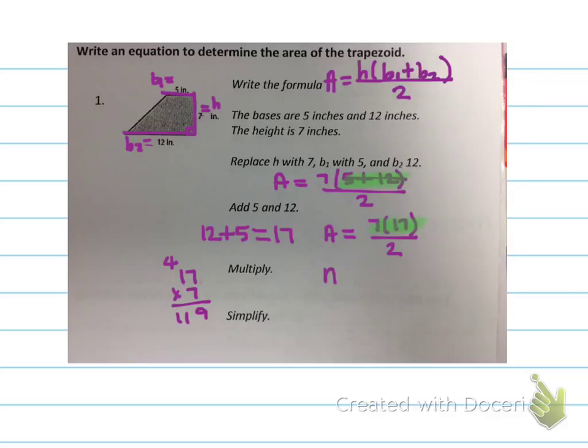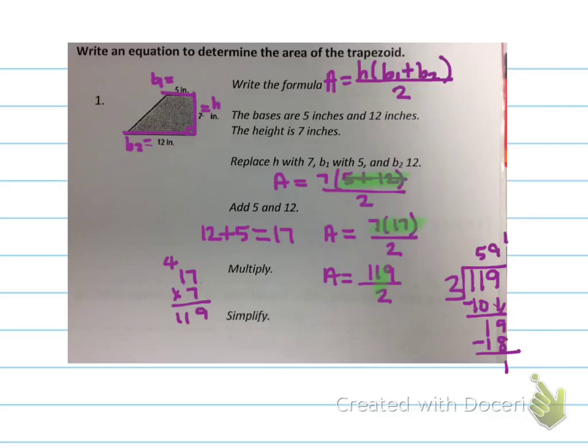So now I'm going to rewrite my problem, and instead of 7 times 17, I'm going to put 119 all over 2. My last step is to simplify. Simplify, this says 119 divided by 2. 2 goes into 11 5 times. 5 times 2 is 10. 1 left over. Bring down my 9. 2 goes into 19 9 times, which is 18. 19 minus 18 is 1 left over.